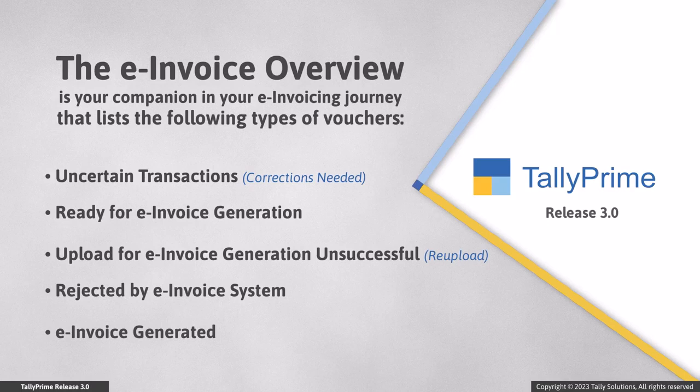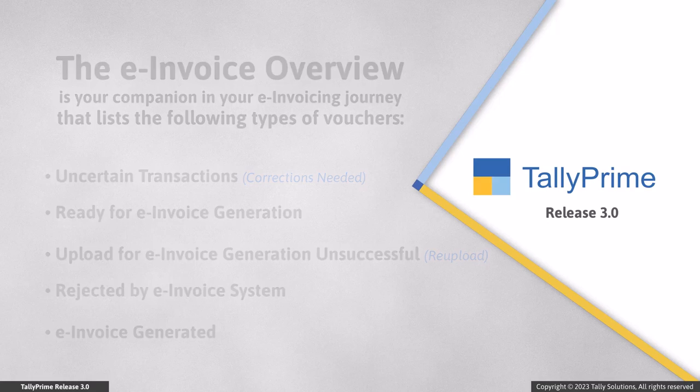Moreover, you also get to know the uncertain transactions that you need to work on and also those rejected by the e-invoice system. And if there are vouchers for which e-invoice status is yet to be updated, you will be able to identify those vouchers too. E-Invoice Overview becomes a companion in your e-invoice cycle where you can track the status and take actions as needed.